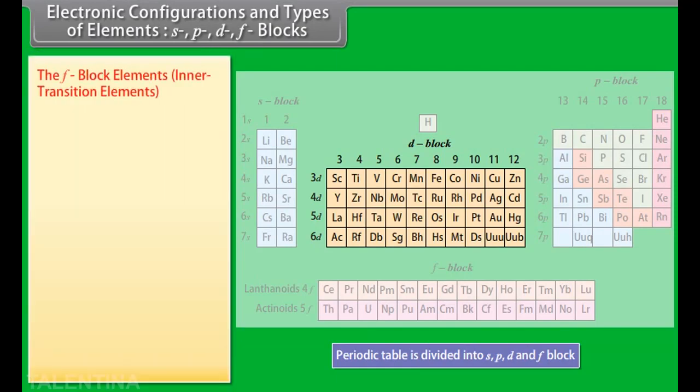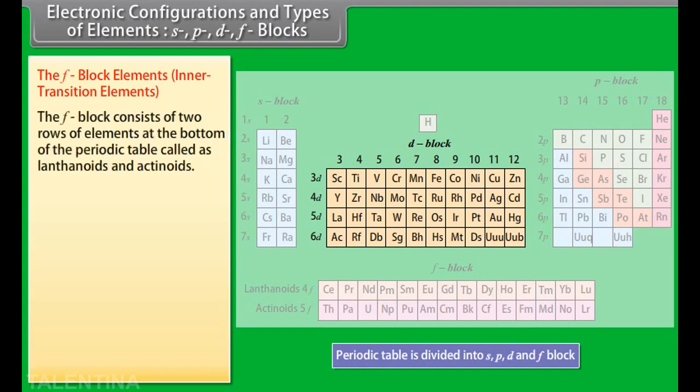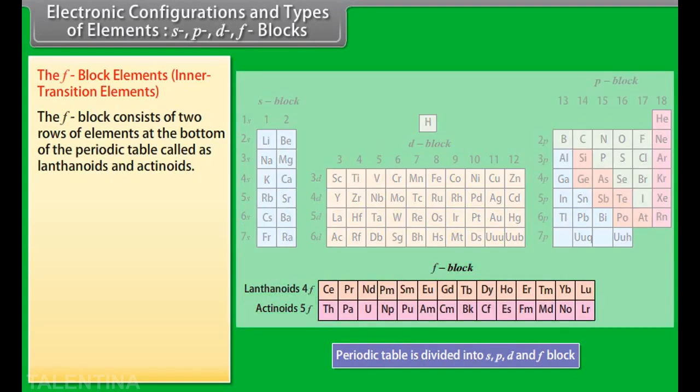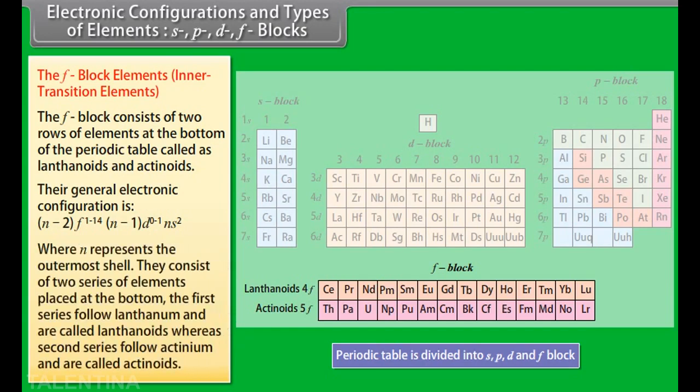The F block elements, inner transition elements. The F block consists of 2 rows of elements at the bottom of the periodic table called lanthanoids and actinoids. Their general electronic configuration is given, where n represents the outermost shell.